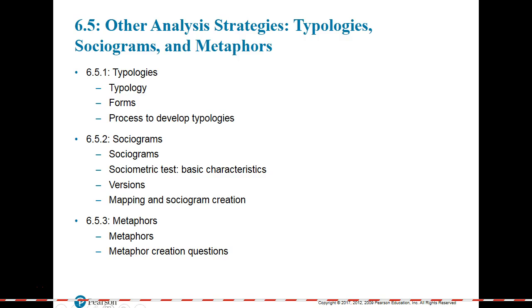There are different versions of sociograms. There's the positive peer nominations, the negative peer nominations, and peer rating procedures. Again, you might here want to use the mapping in sociogram creation, which is really creating a social environmental map, and it produces a sociogram from your map that you've created.